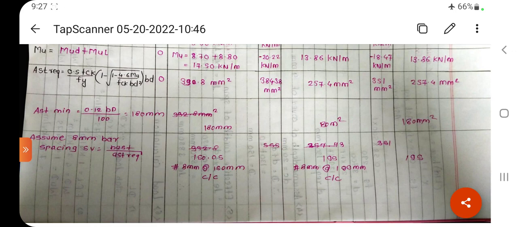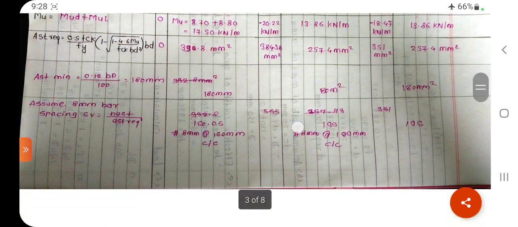Here is how we calculate it. Whatever Mu we have calculated, we substitute in the formula and we get the AST. Here it is 390.8 mm square. At this support it is 384.38 mm square. At this mid span, 257.4 mm square. At this support it is 351 mm square. And lastly it is 257.4 mm square.